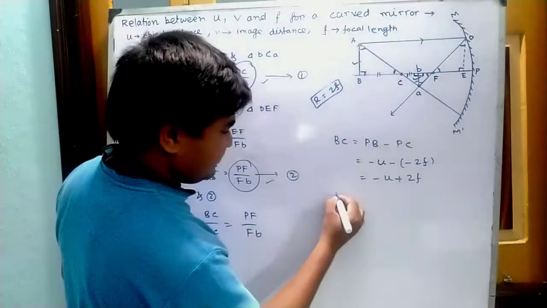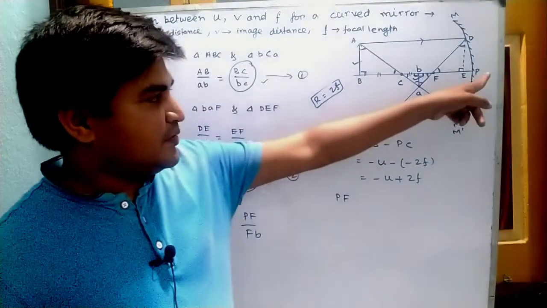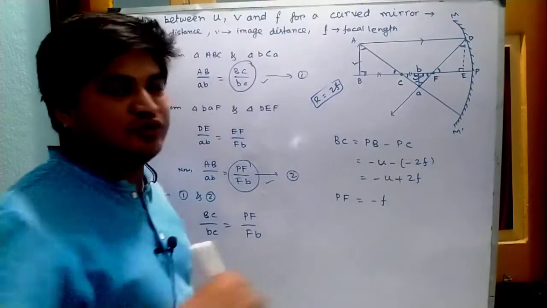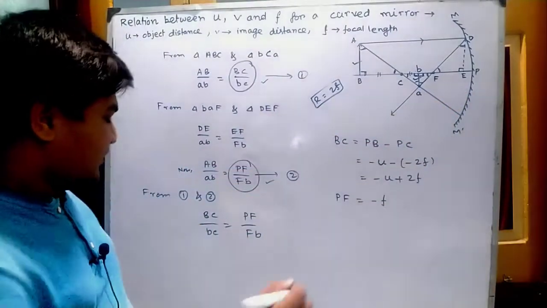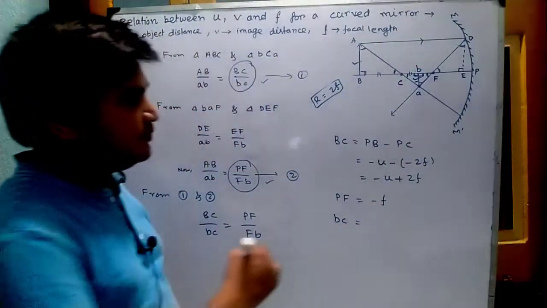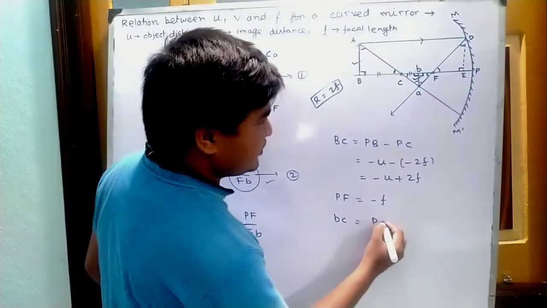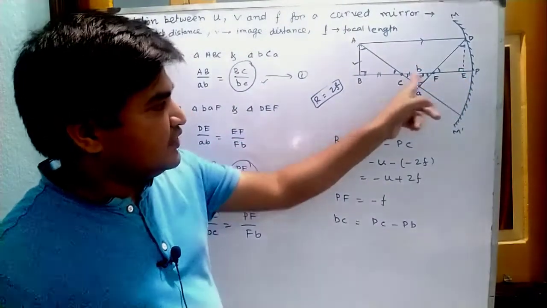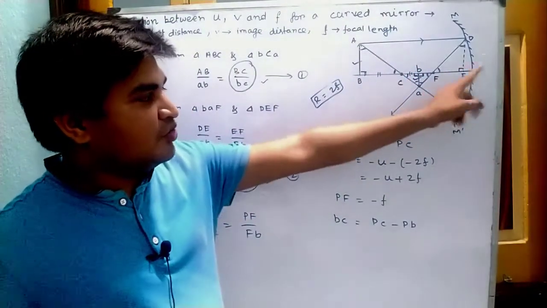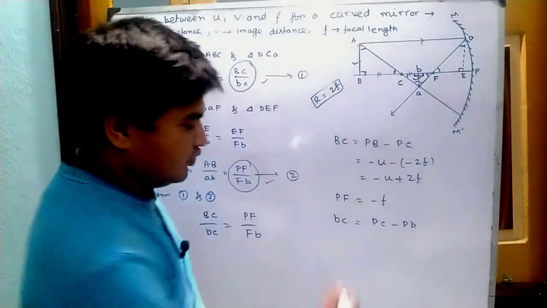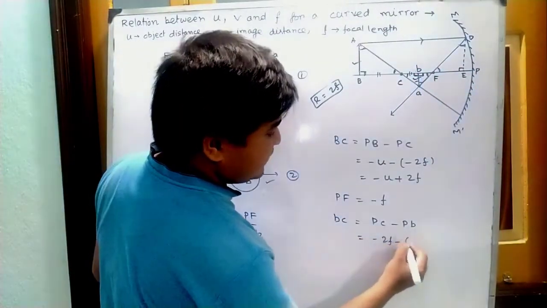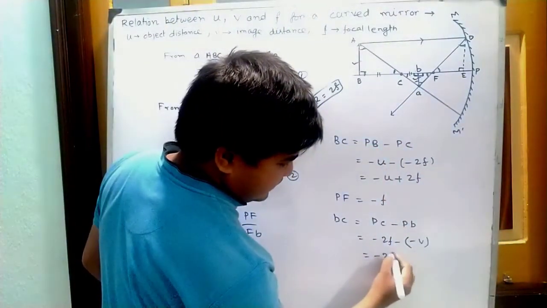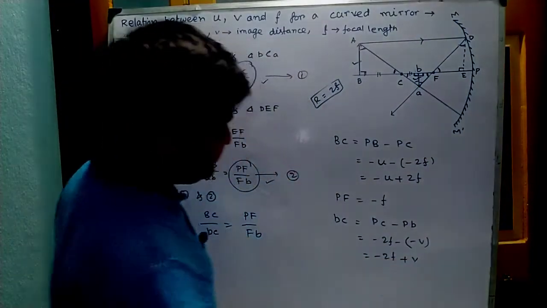Similarly, PF is the distance of the focus from the pole, so it equals the focal length, again opposite to the direction of light, so minus f. Next, B'C equals PC minus PB', that is the distance of the center from the pole minus the distance of the image from the pole. So PC equals minus 2f and PB' equals minus V. PB' is the image distance. So minus 2f plus V.